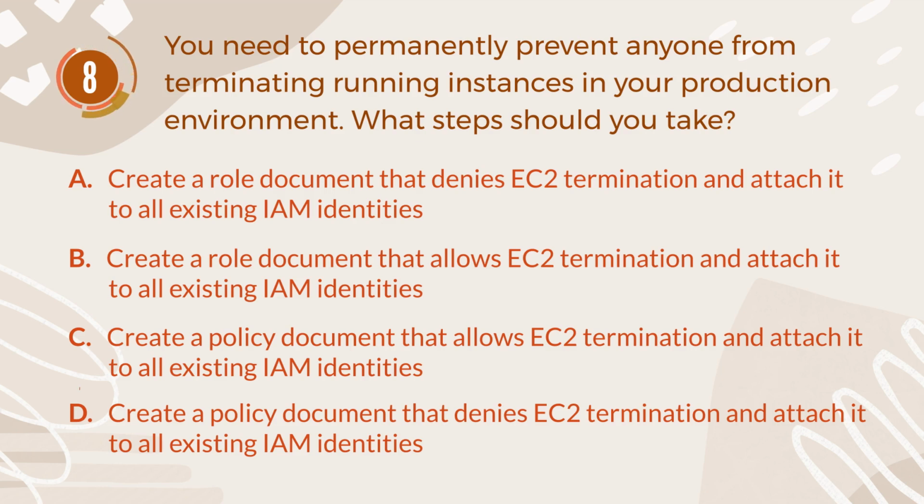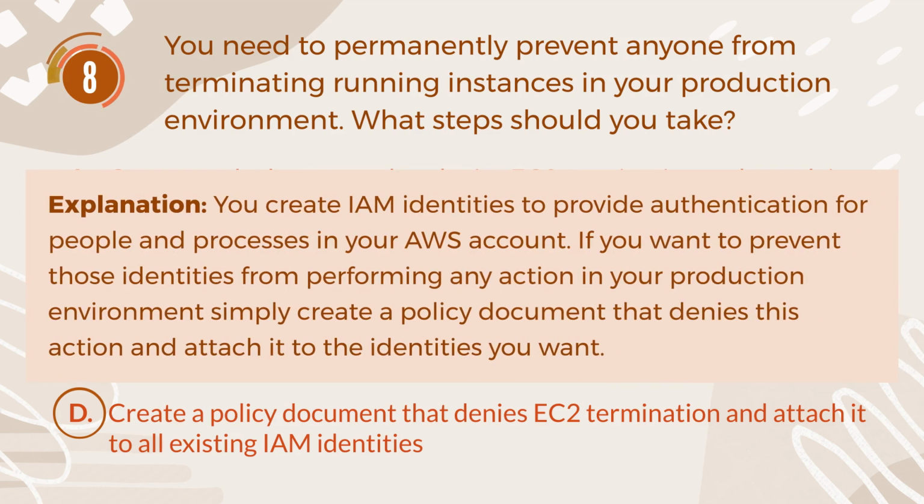The correct answer is D. Create a policy document that denies EC2 termination and attach it to all existing IAM identities. Explanation. You create IAM identities to provide authentication for people and processes in your AWS account. If you want to prevent those identities from performing any action in your production environment, simply create a policy document that denies this action and attach it to the identities you want.